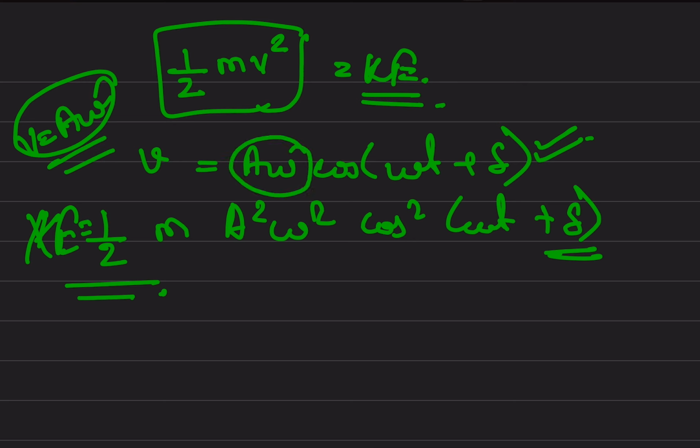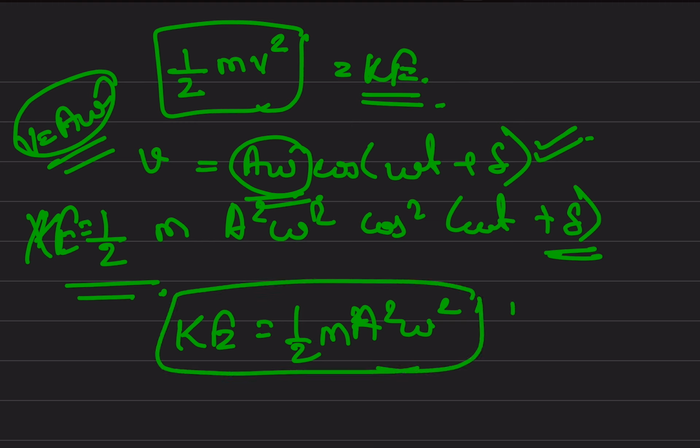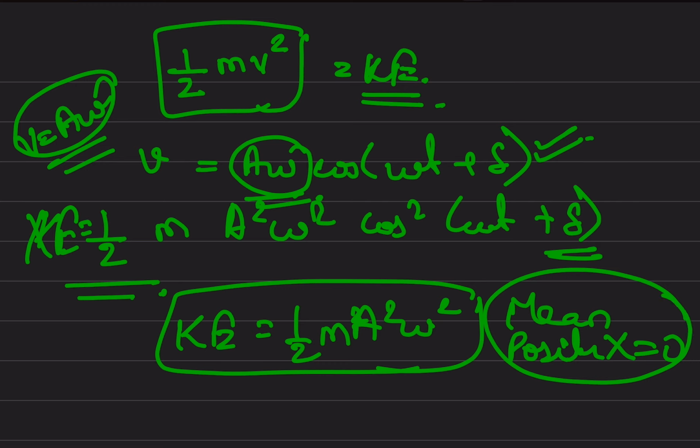As the amplitude of this function is a omega, that is the maximum it can reach. The maximum kinetic energy is half m a square omega square. This maximum kinetic energy occurs at the mean position, where x is equal to 0 and the energy is purely kinetic. This is how the kinetic energy and the potential energy will be written.